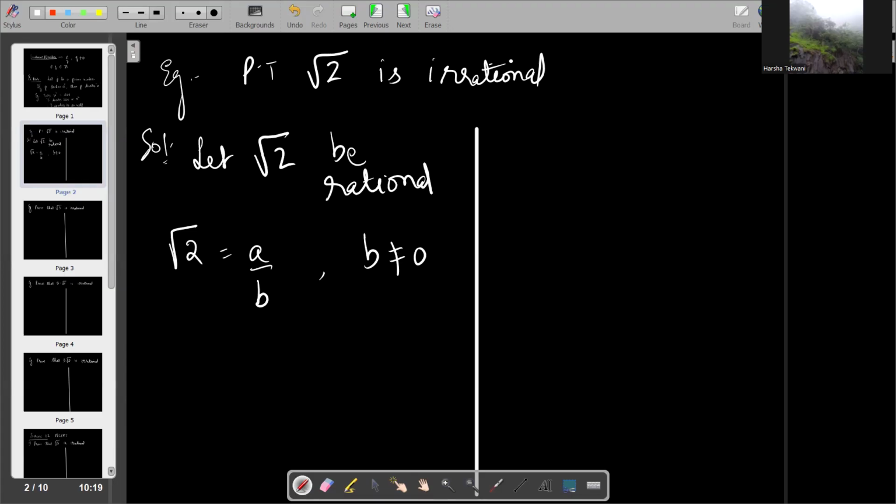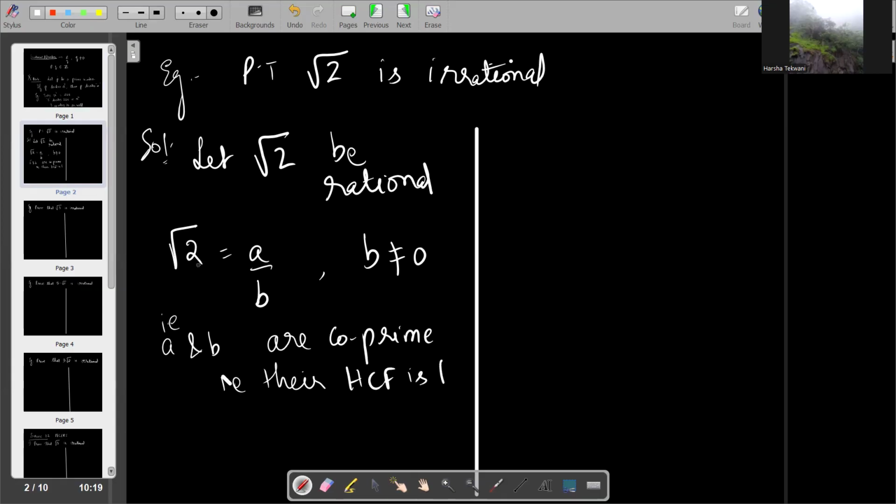And when I'm writing it in the form of a by b, that means I'm assuming they are in the simplest form. That means a and b are co-prime. Co-prime means their only common factor is 1. Okay, so this is my assumption. Let it be rational. That means I can express it in the form of a by b, and a and b are co-prime, that is, their highest common factor is 1. Now let me cross multiply. I'll get root 2 b is equal to a.